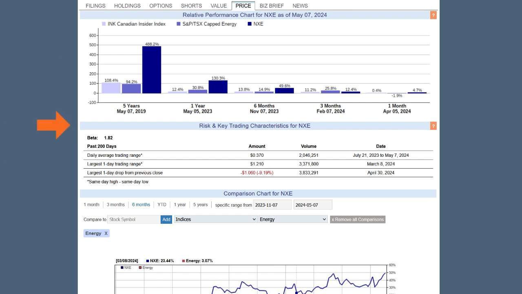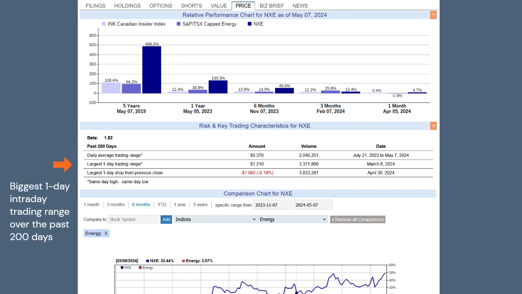The risk and key trading characteristics section provides some useful measures of the stock's volatility. A beta greater than 1 means the stock's returns tend to move more than the market. Daily average trading range tells you how much the stock moved between its intraday high price and intraday low price on average during the past 200 trading days.